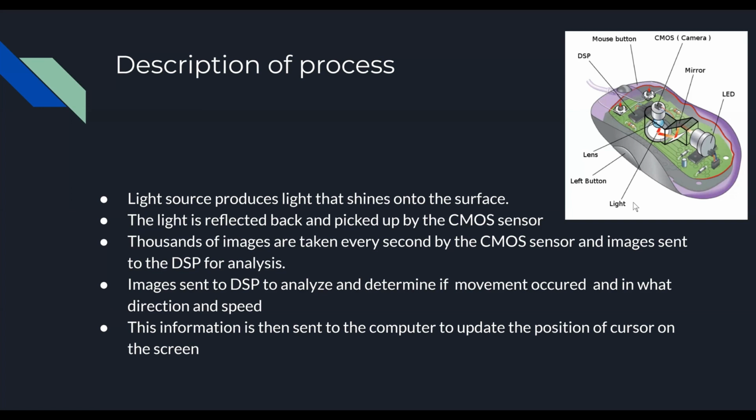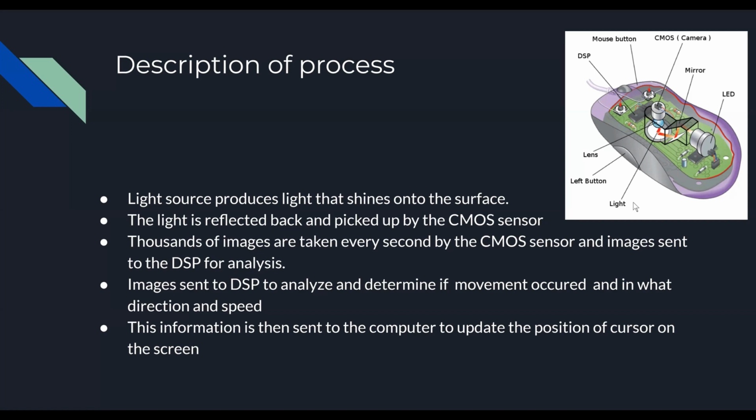Description of process. In order to understand how the system worked, we did some research on how the optical sensor operates within the casing in order to move the cursor on screen. It breaks down as follows. The LED light emits a color light that shines onto the surface of where the mouse is located. The light is then reflected back and picked up by the CMOS optical sensor.